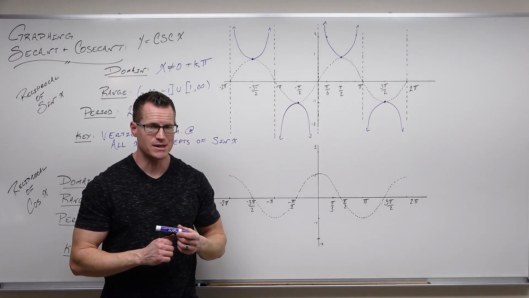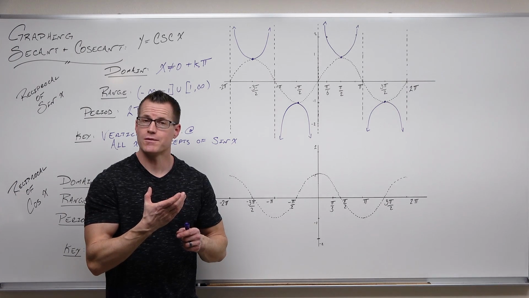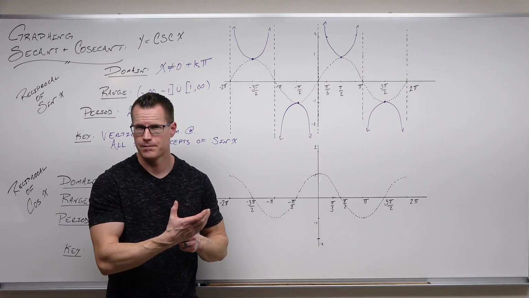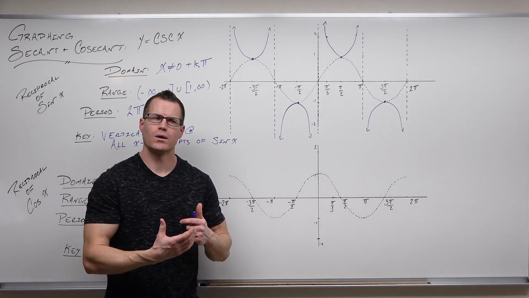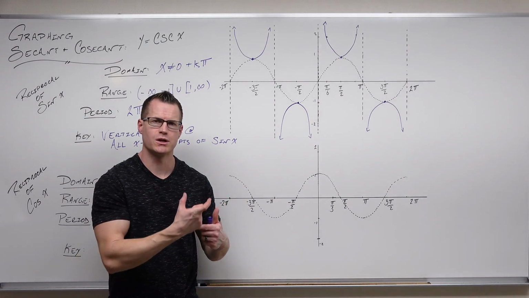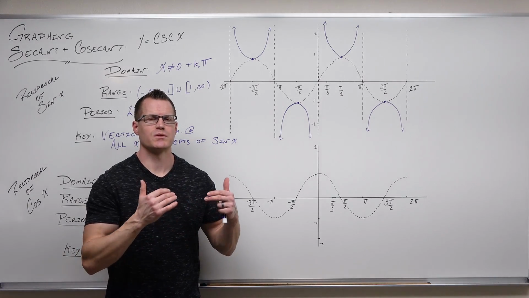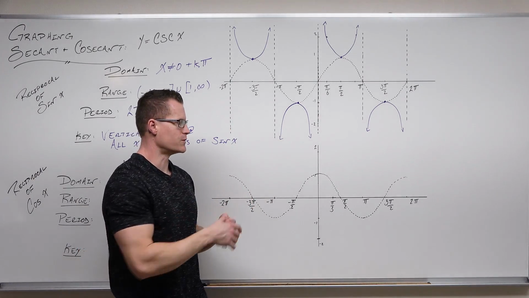Now, I hope you remember that cosine is like a shifted version of sine. It's a phase shift. Well, what that means is that secant should be a phase shift, or a shifted version, of cosecant. And so that bears out. And so we're going to do something very, very quick, very similar to what we've done.